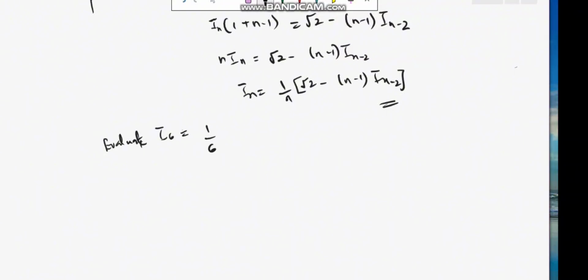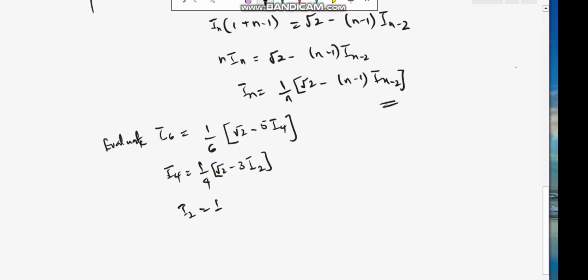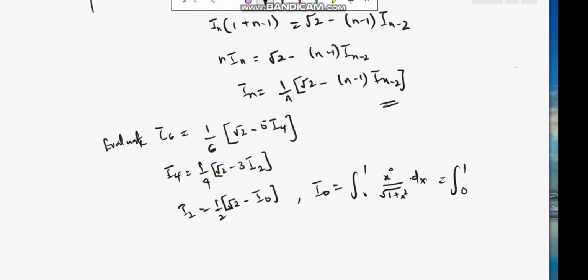I_6 is 1 over 6 times (root 2 minus 5 I_4) when n is 6. We don't know I_4 before, so we need to get I_4. I_4 is 1 over 4 times (root 2 minus 3 I_2). I also need to get I_2, which is 1 over 2 times (root 2 minus I_0), where I_0 is the integral from 0 to 1 of x to the power 0 over root of 1 plus x squared dx, so the integral from 0 to 1 of 1 over root of 1 plus x squared dx.